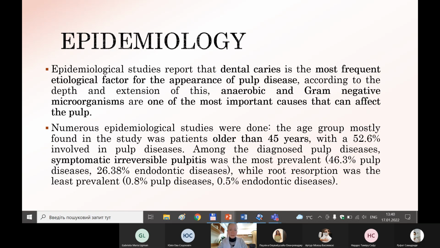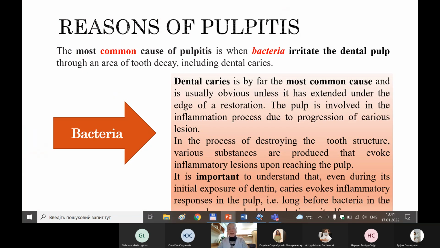And 26% endodontic diseases, while root resorption was the least prevalent. And here you have this distribution, less than 1% of cases. And pulpitis has such reasons.